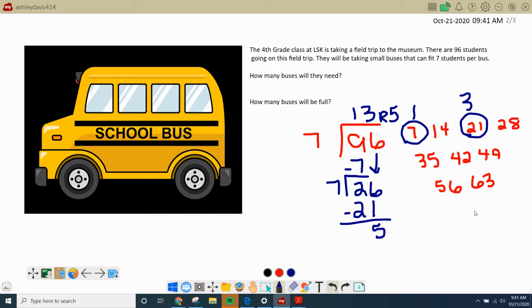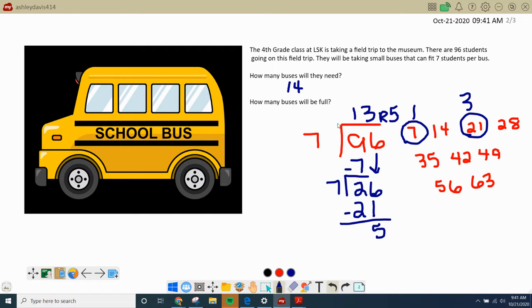Are we going to leave them back at home or back at the school for the field trip? No, we're not going to leave them. What are we going to do? We're going to get another bus, okay? But the difference is this bus would not be full. So we have 13 buses, and then these 5 kids are going to get another bus. So really we have 14 buses. So that is when you take the remainder and add 1 to your quotient.